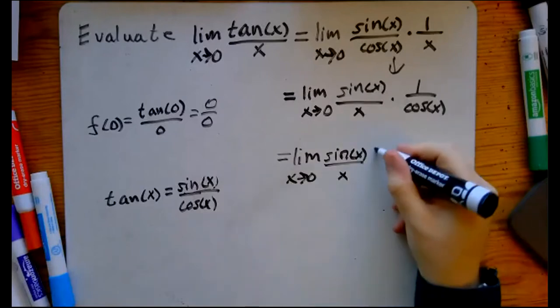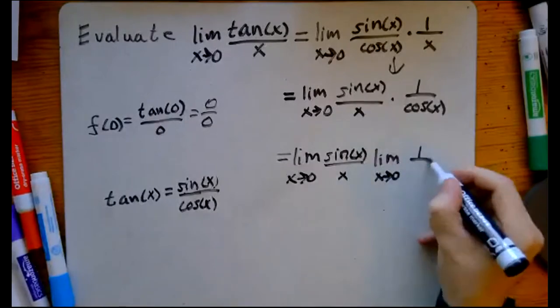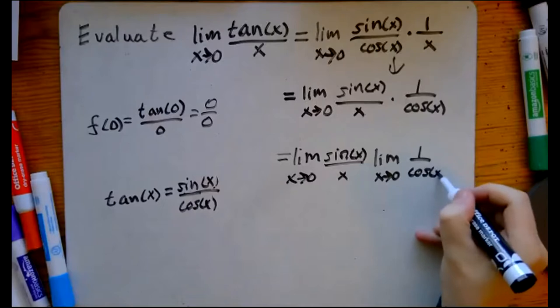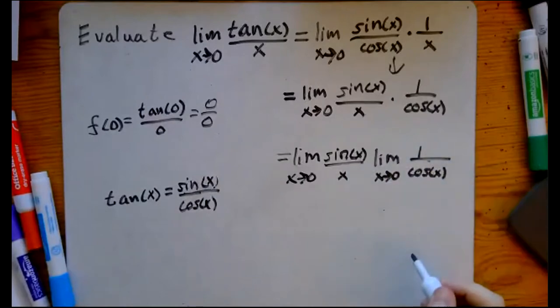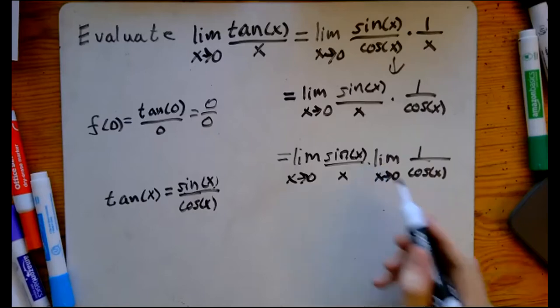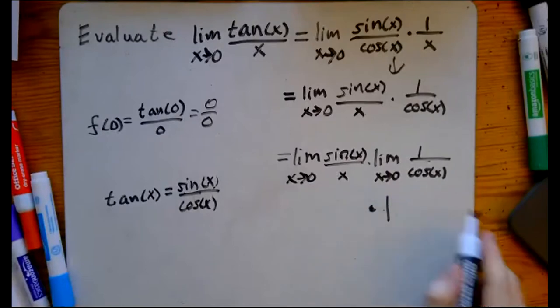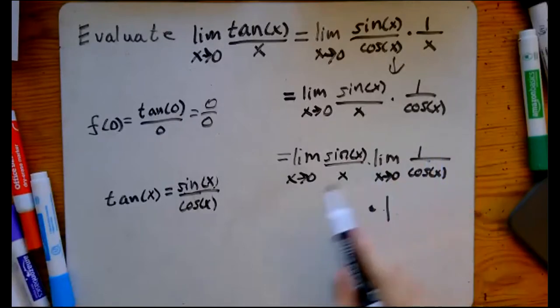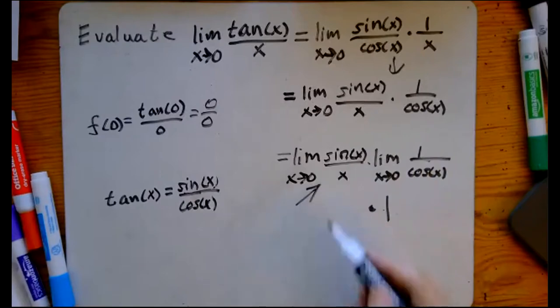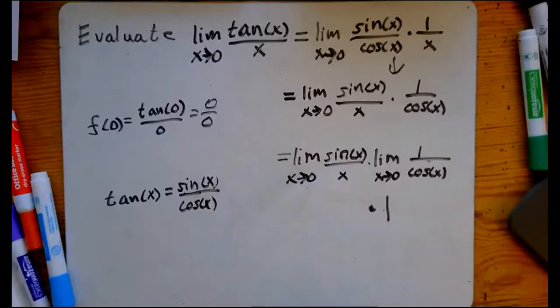Oh, well. Now, using the product rule, which we learned yesterday, we can split this up into two limits like this. Now, the one on the right, this limit here is easy enough to find. Cosine of 0 is 1. So this is 1. We could find this limit just by substitution. Now, this one on the left, we're going to need to find graphically. There is another method we can use using something called the squeeze theorem.